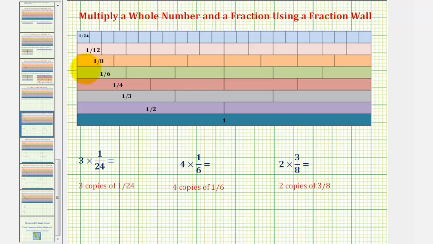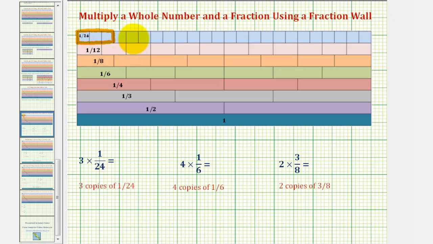So looking at the first example, we have 3 times 1/24. We can think of this as 3 copies of 1/24. So if this small rod is 1/24, the product would be 3 1/24 rods.